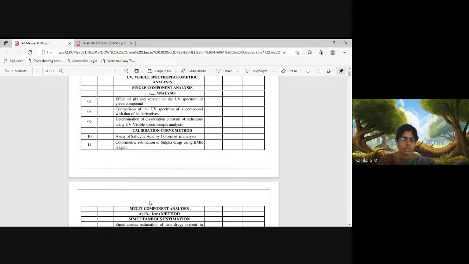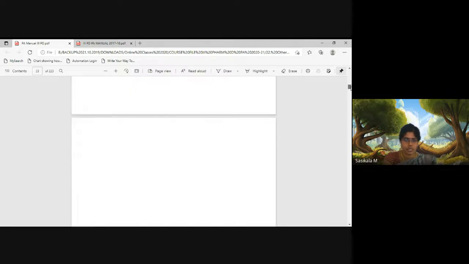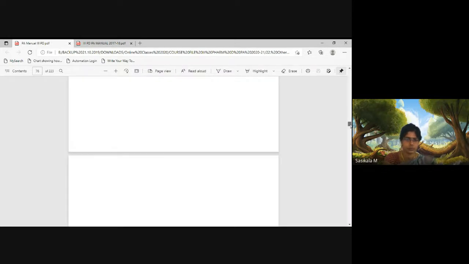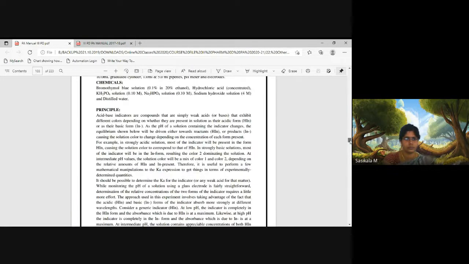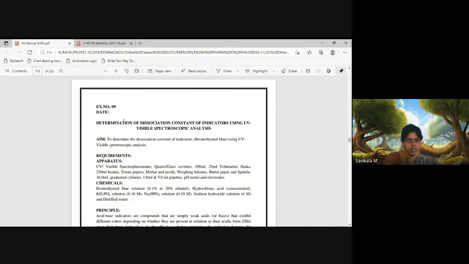Okay. So now let's move on with the determination of the dissociation constant, otherwise known as the pKa value of indicators. Taking an example of an indicator, we need to find out the dissociation constant for it using UV visible spectroscopic analysis. Okay. So let's discuss the procedure for that. Ninth experiment: to determine the dissociation constant of indicators.